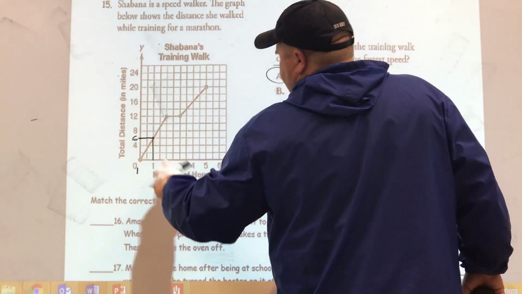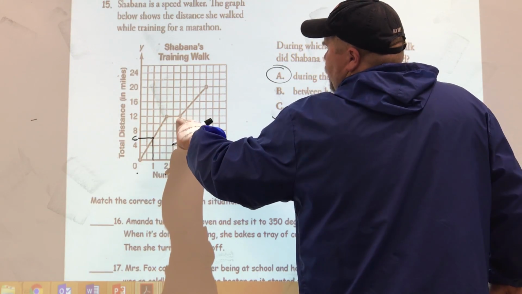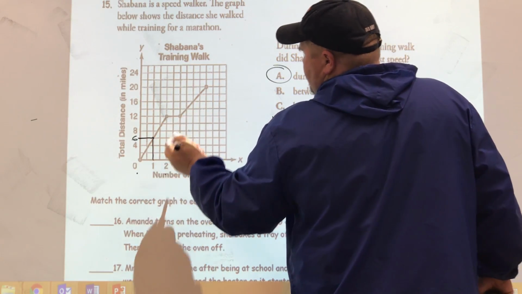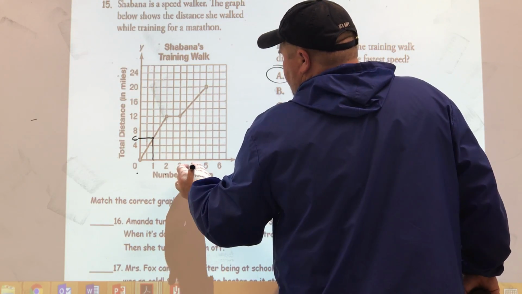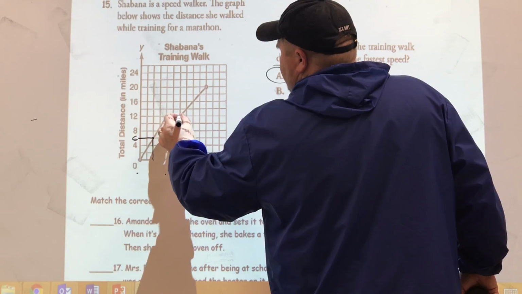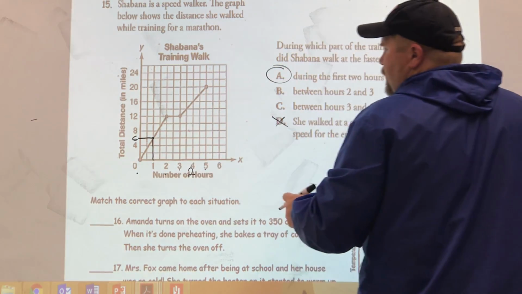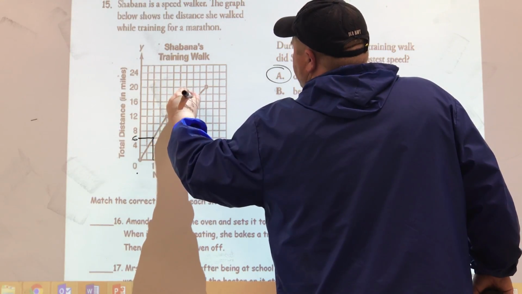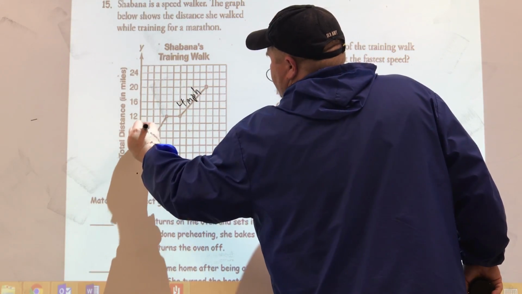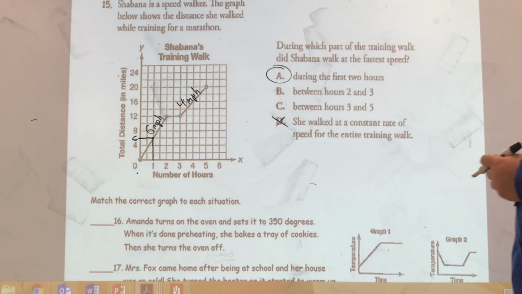If we take a look at the second segment, she's actually taking a break. And in the third segment, she went from 3 hours to 5. She went 2 hours, and her distance was 8 miles. 8 miles in 2 hours would be 4 miles per hour for the last segment. So she had 4 miles per hour here, and she had 6 miles per hour in the first segment. So definitely the first segment.